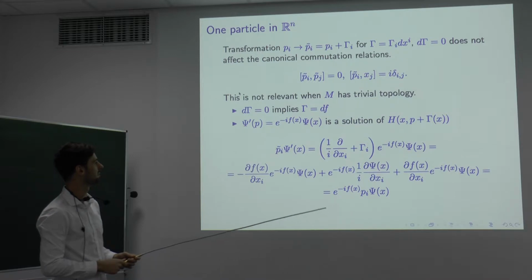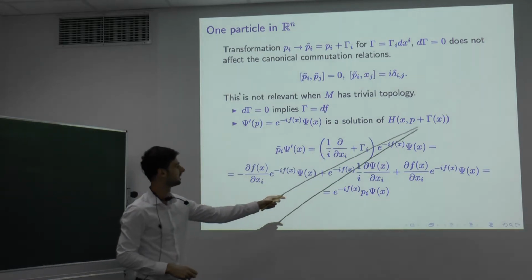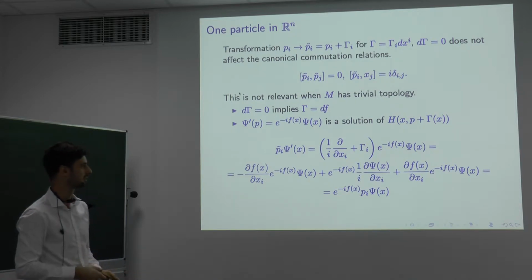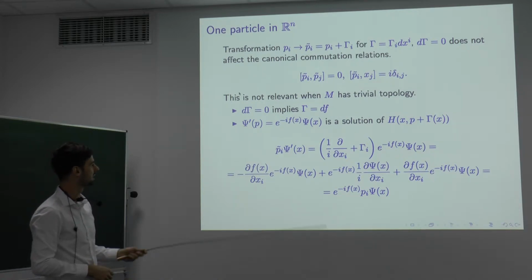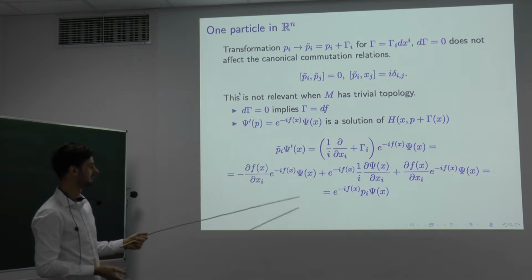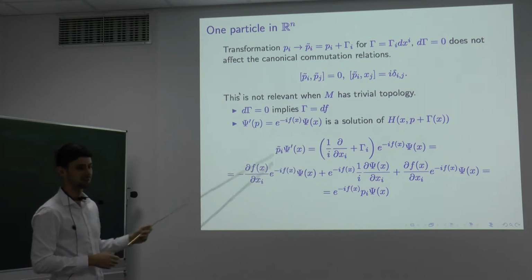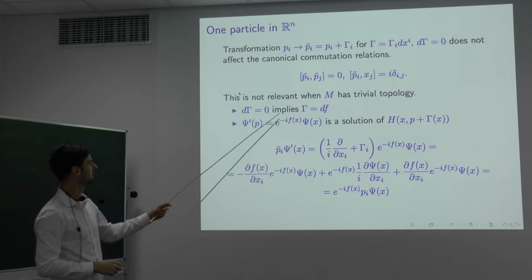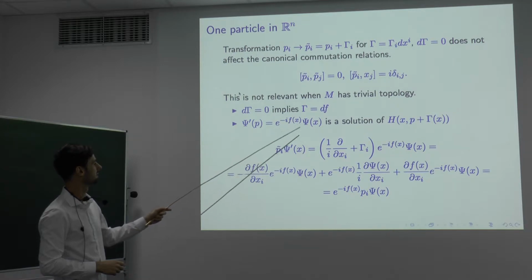And if we transform the momenta so that we add this connection, so that we add the coefficients of this one form, then we can remove this transformation. We can take this transformation back by gauging the wave function properly. And this gauging is the following.